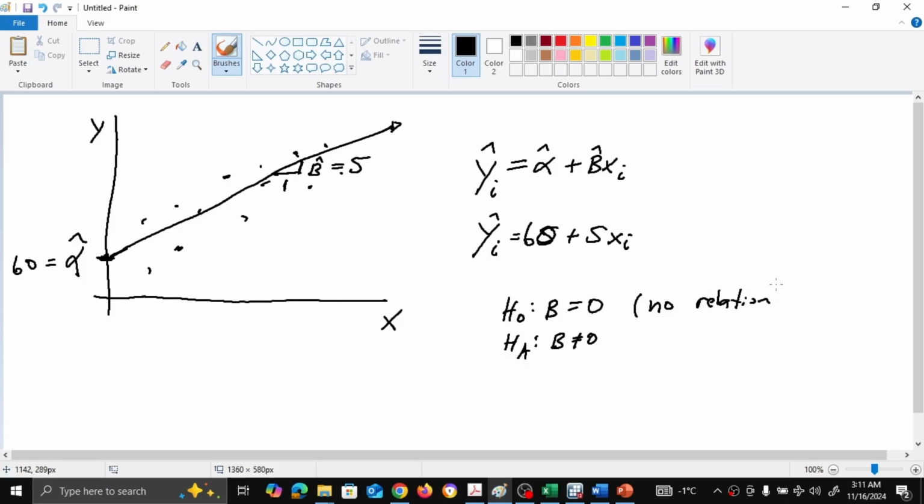That means there is a flat line in the population. Flat means that as X increases, Y doesn't tend to increase or decrease. It tends to stay on the same level. That means there's no relationship between X and Y. Okay, like this. And if it's not equal to 0, there is a relationship.